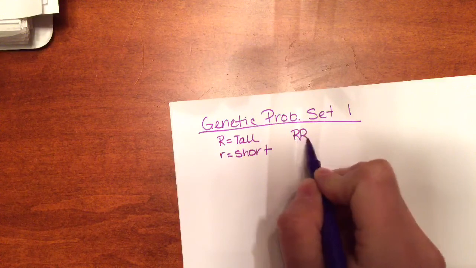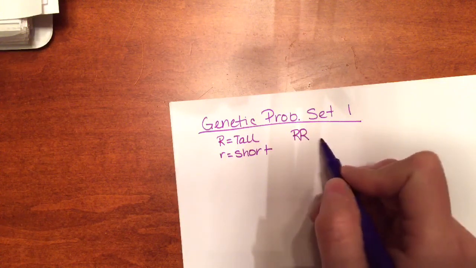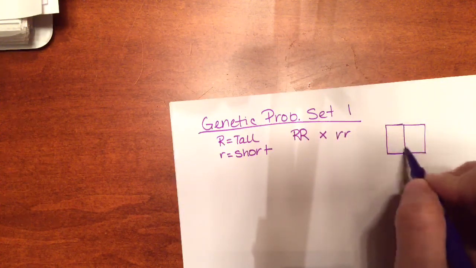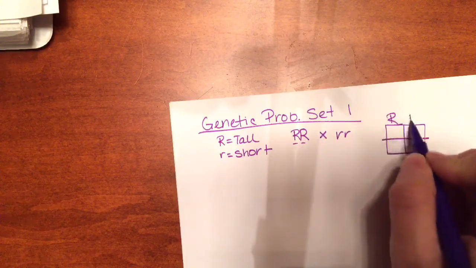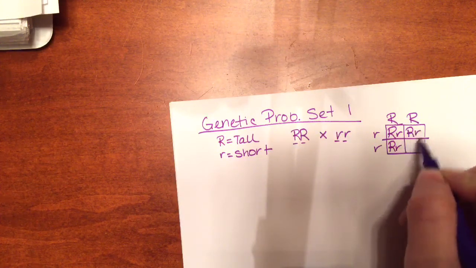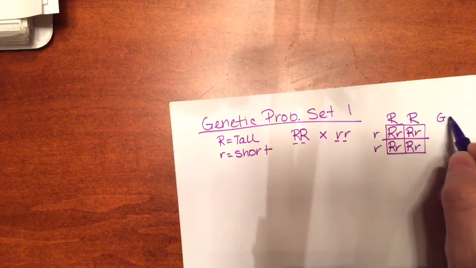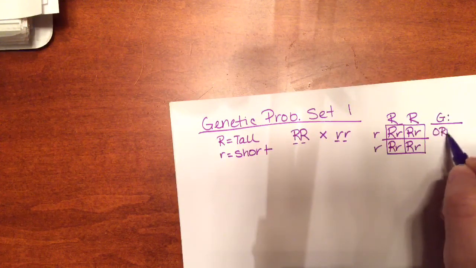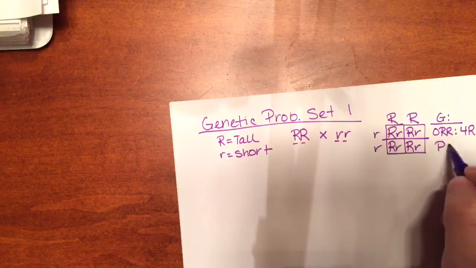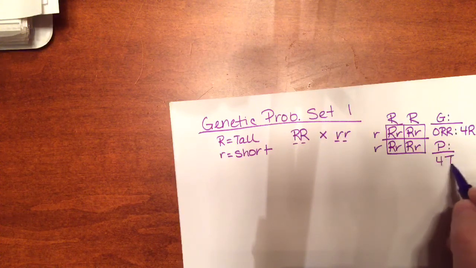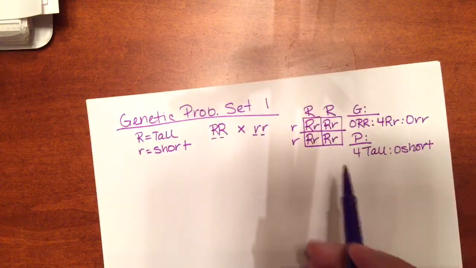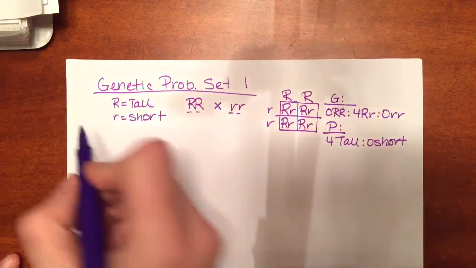So your cross is true breeding tall, which is big R, big R, crossed with true breeding short, which is little r, little r. So you do the cross. This parent could pass on a big R or a big R. This parent could pass on a little r or a little r. And so we get all of our kids being big R, little r. So our genotype ratio would be 0 big R, big R to all 4 being big R, little r to 0 little r, little r. Your phenotype ratio would be all 4 of them tall to 0 short. Alright, so that is number 1.